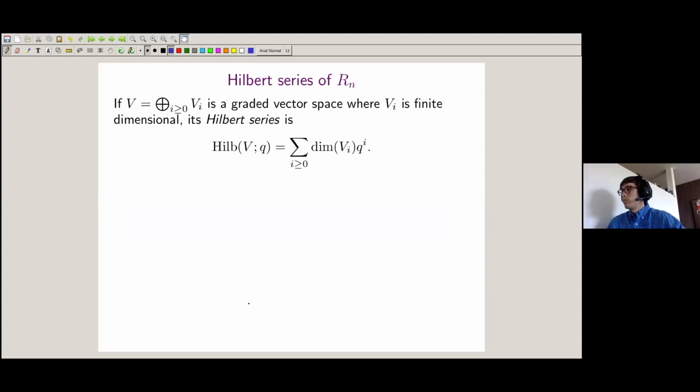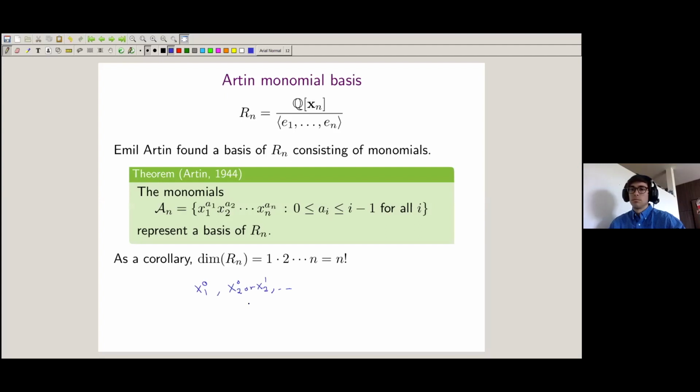Oh, wait, is it also included that all the ai are distinct? No, they could be the same. Well, I just mean like there are two choices for the power of x2. There are three choices for the power of x3, and so on. Okay, right. Okay, yes. Yeah. So i choices for the power of xi.